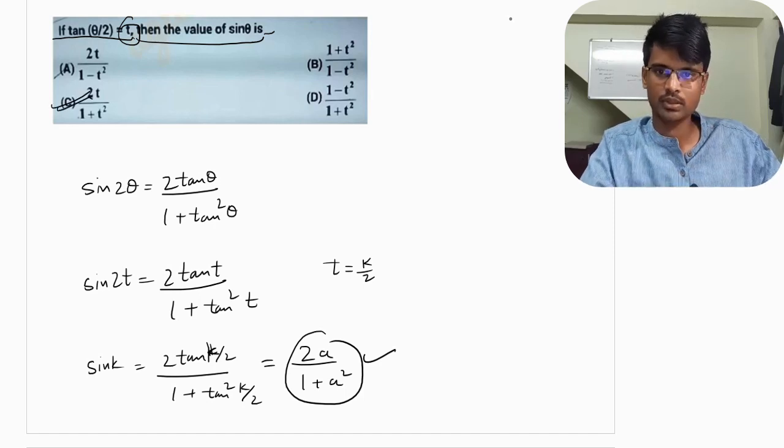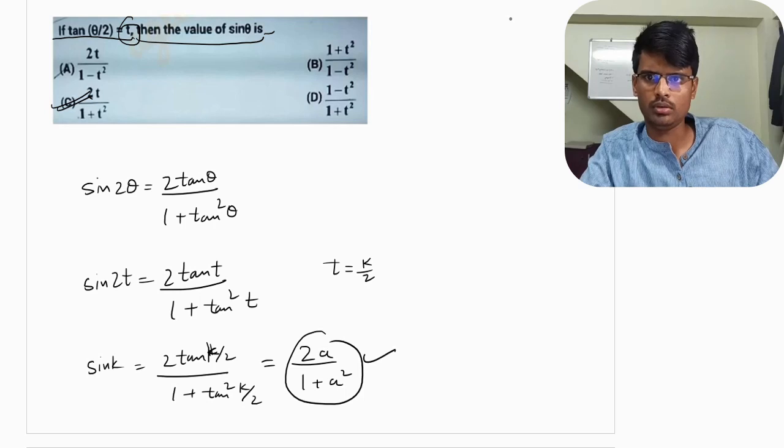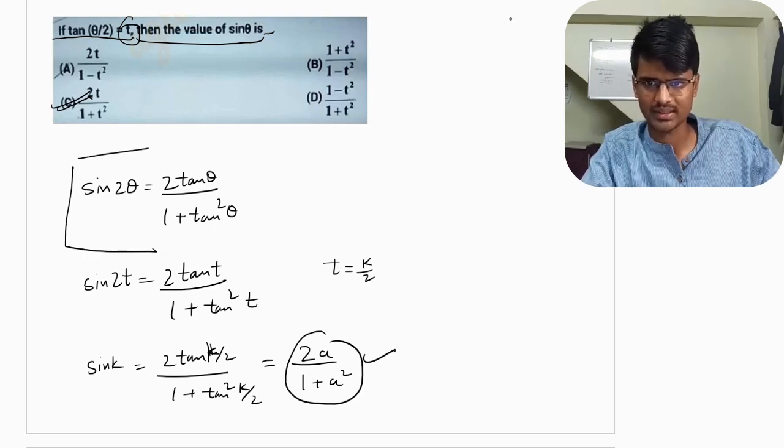Moving on. We have just used this formula, and we have played with the theta. That's all.